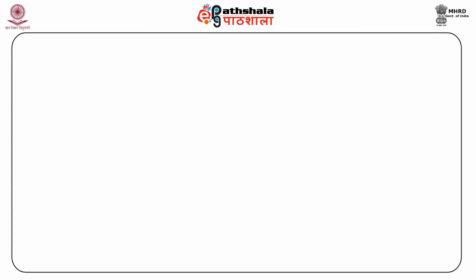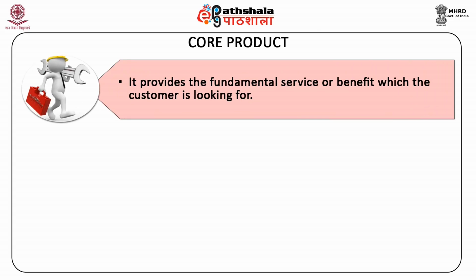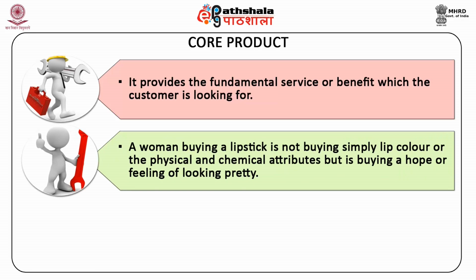First, we will be discussing level 1, that is the core product. The first level is the core product, which provides the fundamental service or benefit which the customer is looking for. It is the genuine reason for which the product is purchased or the basic satisfaction a consumer wants from the purchase of that product. For example, a woman buying a lipstick is not buying simply lip color or the physical and chemical attributes, but is buying a hope or feeling of looking pretty.